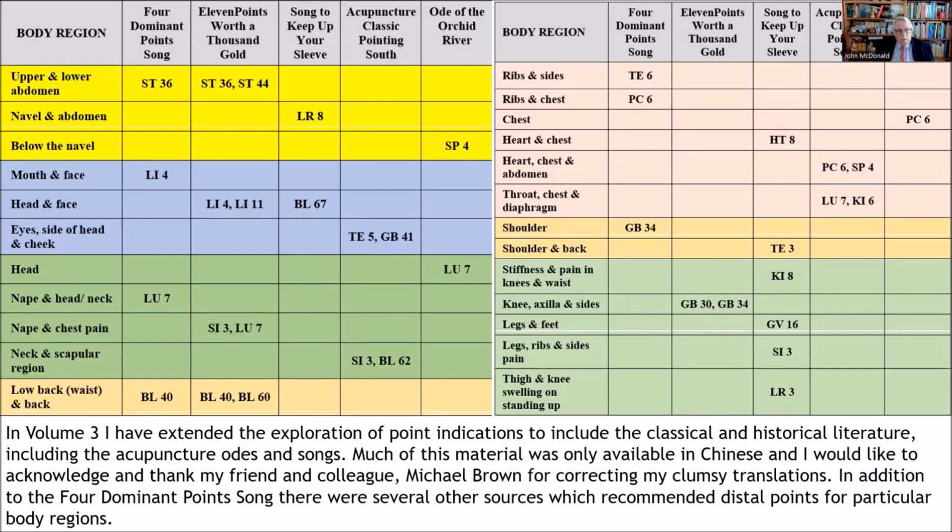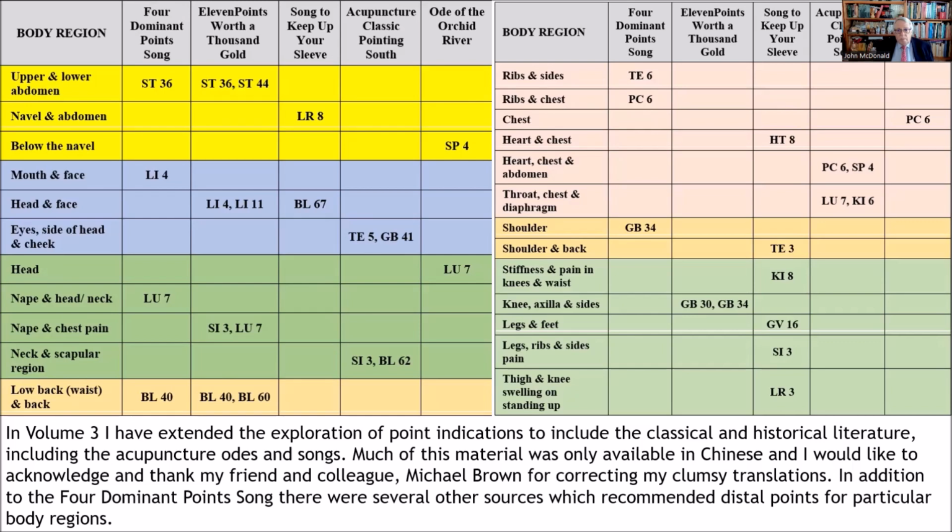Upper and lower abdomen, stomach 36 or stomach 36 and 44. Below the navel, spleen 4, navel and abdomen, liver 8. Mouth and face, large intestine 4, or large intestine 4 and 11, or bladder 67. Eyes, side of head and cheek, triple energizer 5, gallbladder 41. For the head, or nape and head and neck, lung 7. Nape and chest pain, small intestine 3, lung 7. Neck and scapular region, small intestine 3, bladder 62. Low back, waist and back, bladder 40 or bladder 40 and 60.